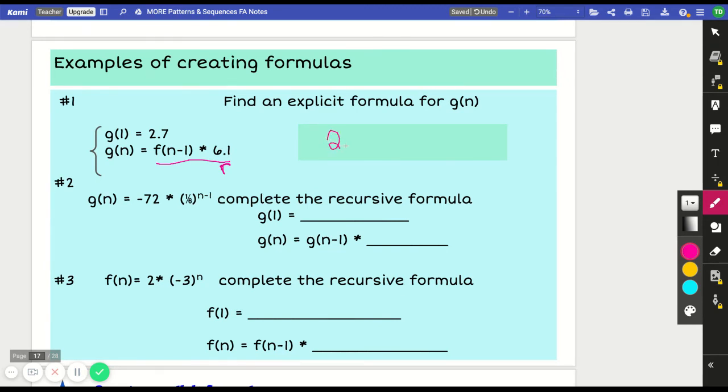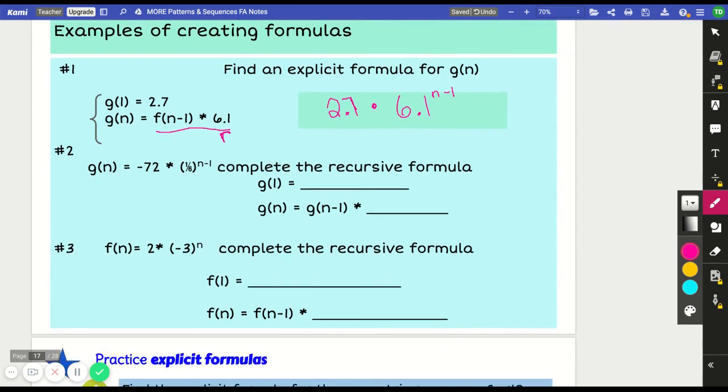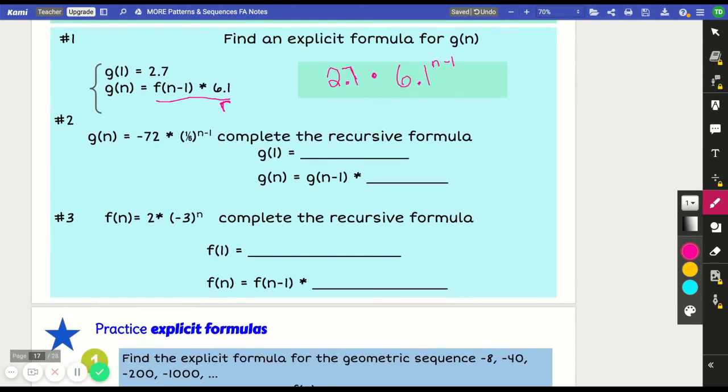The first term is 2.7, and we're multiplying that by the common ratio raised to n minus 1. Okay. Now we have g of n is equal to negative 72 times 1/6 raised to n minus 1. So here we have our first term, we have our common ratio. So this is an explicit geometric formula.